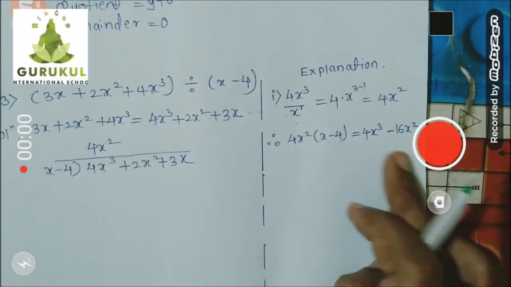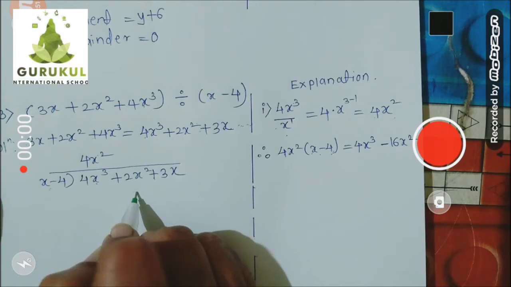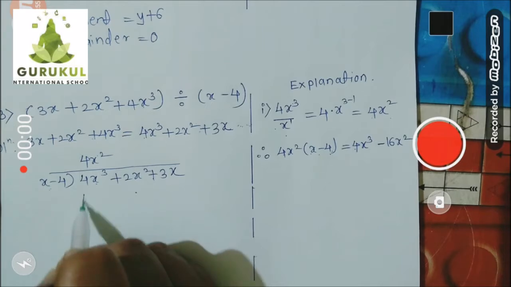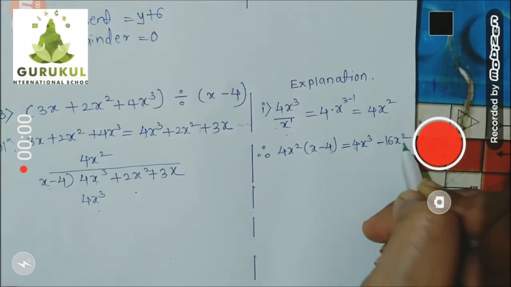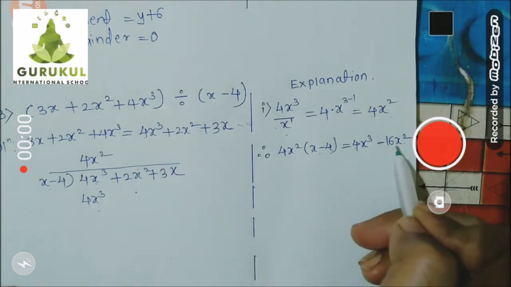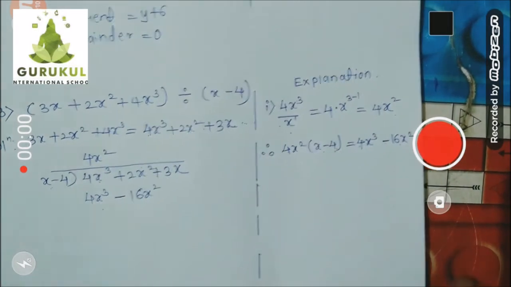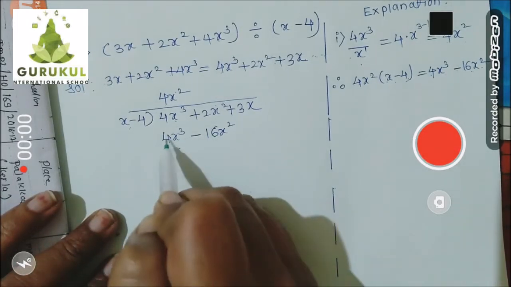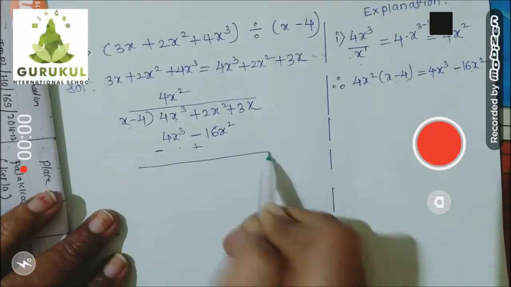Okay. Now once you wrote these answers, this product I will write below over here. But while writing, like term below like term. 4x cube I will write below 4x cube, x cube term below the other. Now minus 16x square I will write below the 2x square term. Understood? And then it's time for subtraction. So second term sign change. This plus becomes minus, this minus becomes plus, and then subtract.